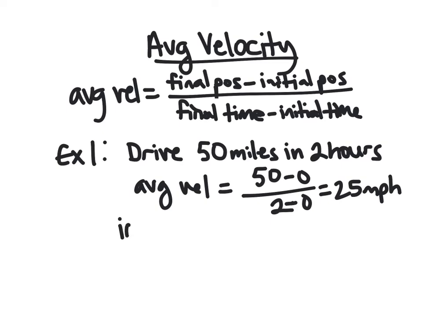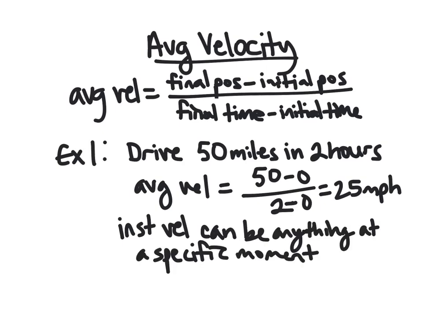But your instantaneous velocity, right, you're probably going very different speeds throughout this. You're not going a consistent 25 miles an hour necessarily. So at any given moment, you could be going 80 miles an hour for a bit, and then suddenly you're going 0 miles an hour because you're just parked on the highway. So that's one difference between the two.